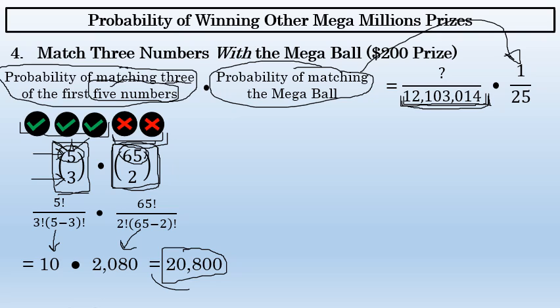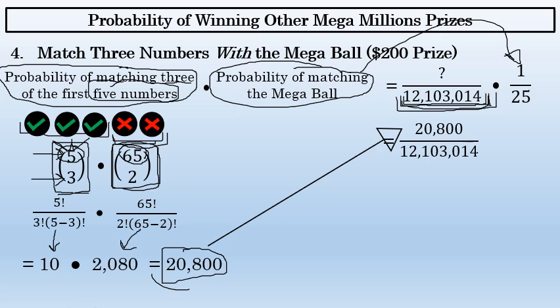There's a lot of different ways that you can match 3 of the first 5 numbers when order isn't important. There's actually 20,800 ways that can be done. So out of the over 12 million ways those first 5 numbers can be drawn, 20,800 match 3. Match exactly 3 of the 5. 3 correct, 2 incorrect.